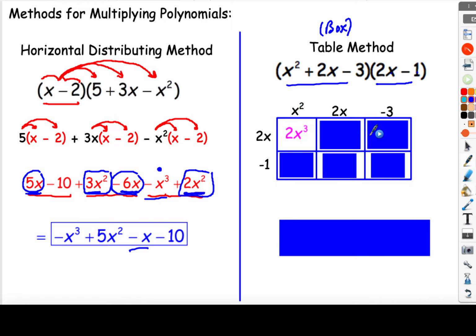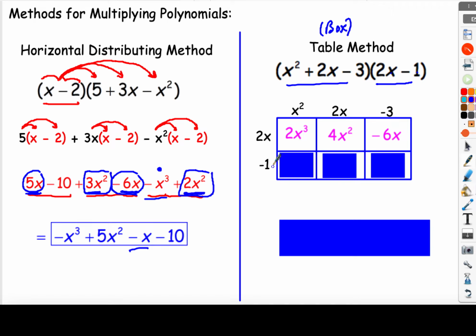Then let's keep going to the right here. We've got a 2x times a 2x. So 2 times 2 is going to be 4. And x times x, x squared. 2x times negative 3 will be a negative 6x. Then we'll move on to the negative 1, right? We've taken that 2x, we've multiplied it by all three parts, kind of like distributing.